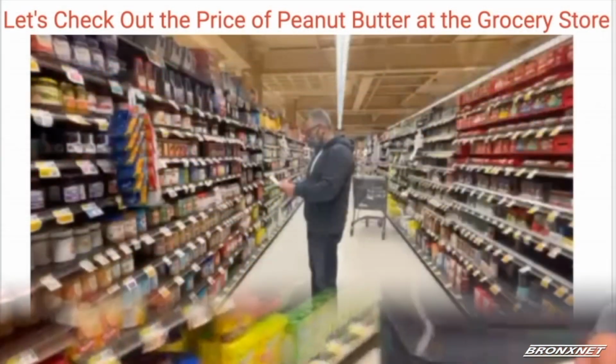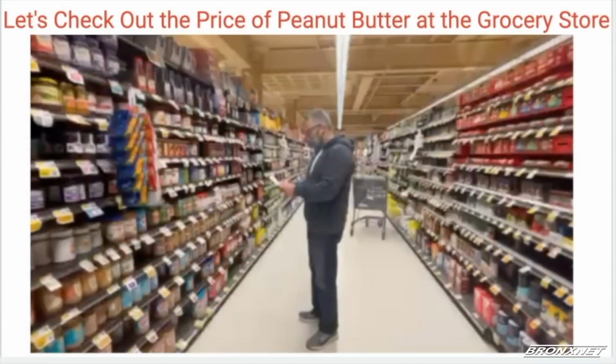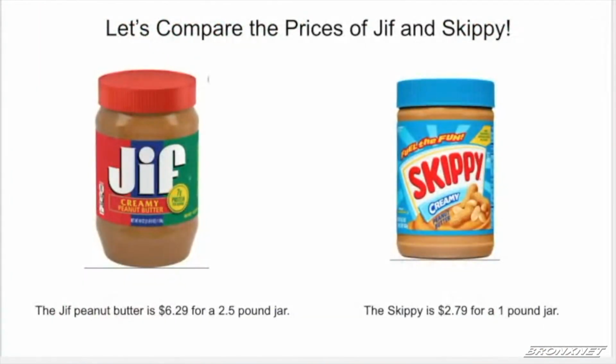Earlier in our video, we went to the bodega and found the price of 2 different syrups and calculated the unit rate to find out which was a better price. Now, let's go to the grocery store and check out the price of peanut butter. While we were at the store, we were comparing Jif and Skippy. We found that Jif peanut butter was $6.29 for a 2.5-pound jar, and Skippy was $2.79 for a 1-pound jar. Which one should we buy?